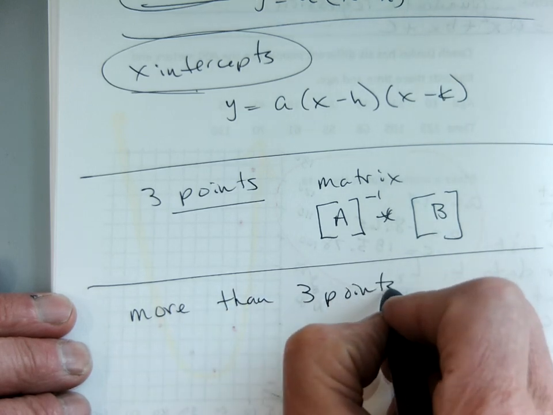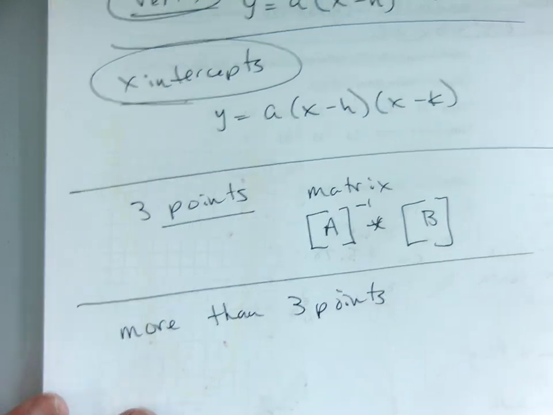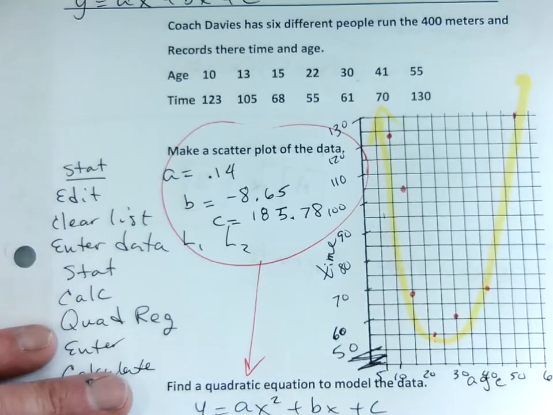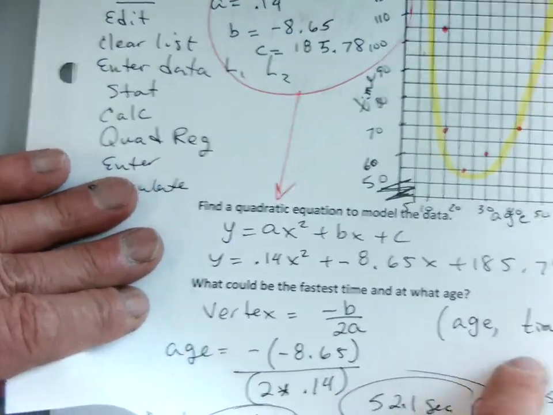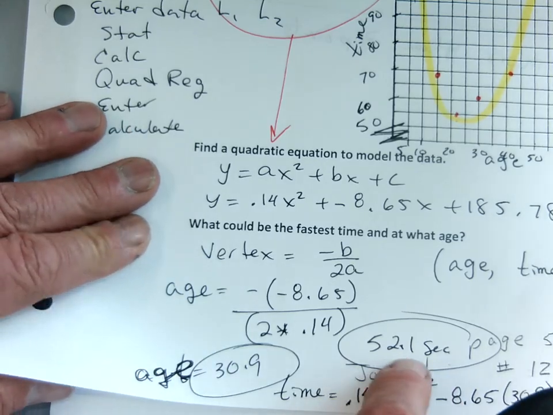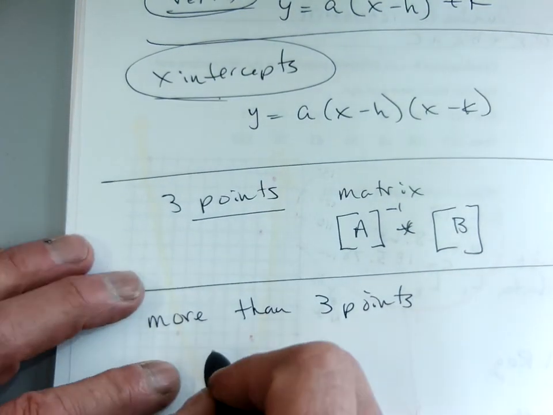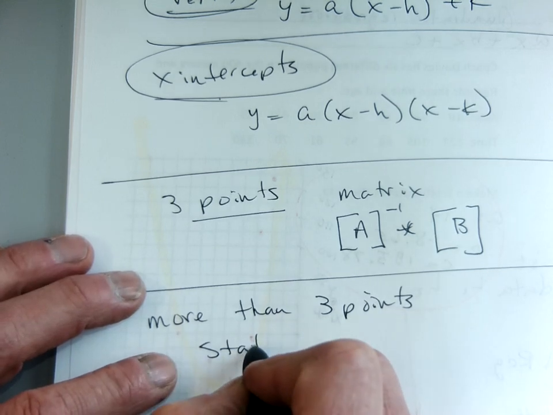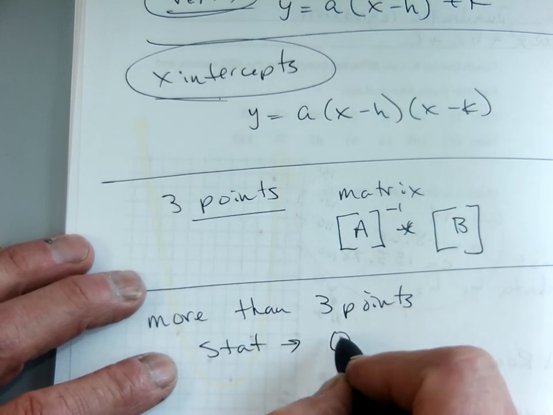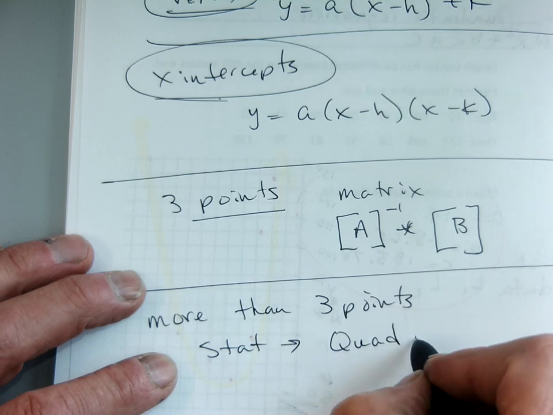If you have more than 3 points, yes. What was the time again? 52.1, I think. 52.1. There it is. Yes. So if you have more than 3 points, we're going to use our stat and our quad regression.